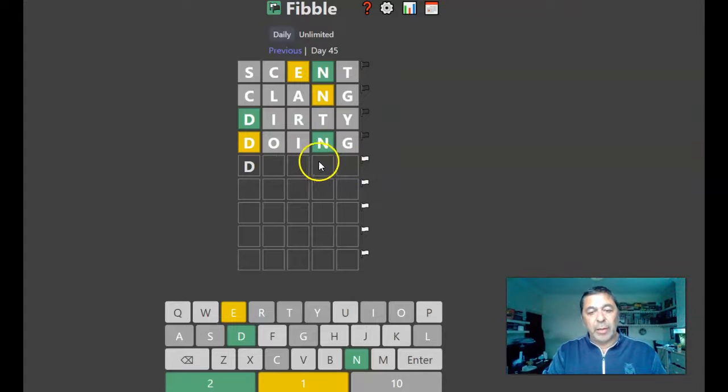If it was the Y, it would probably be there. If it was the R, it would be probably the second letter. If it was a T, I don't think it's going to be the T because the T was in there. And we're going to have to use a U by the looks of it. A, E, I, O, U.